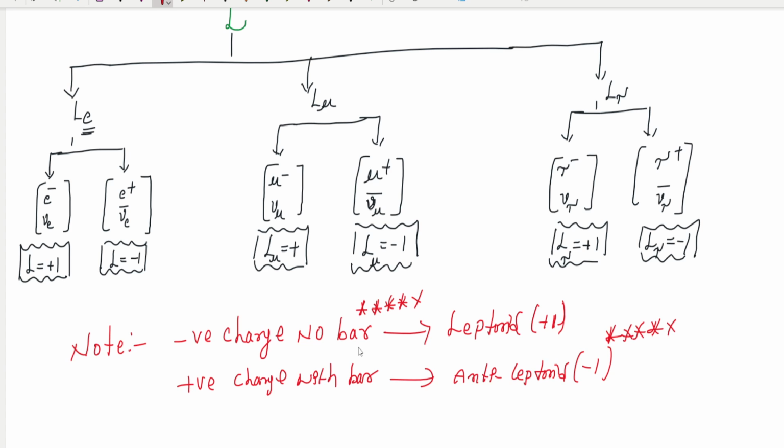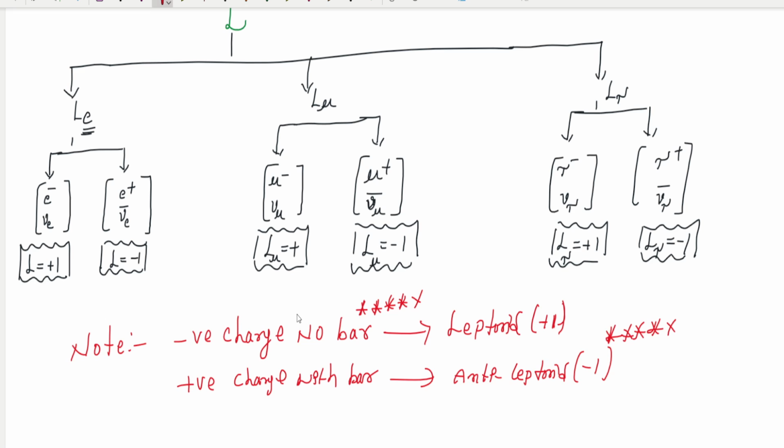In case you observe these 1, 2, 3, 4, 5, 6 categories, out of these six categories, all the lepton numbers are zero for other particles. Remember, minus charge with no bar are the general leptons, and positive charge with bar are anti-leptons.